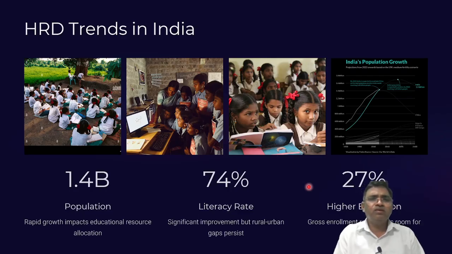Now, human resource development trends in India: 1.4 billion population, rapidly growing, impacting educational resource allocation. There is almost 74% literacy in India. More people in urban areas have studied and fewer people in rural areas. Continuously, enrollment in higher education is increasing, by almost 27%.